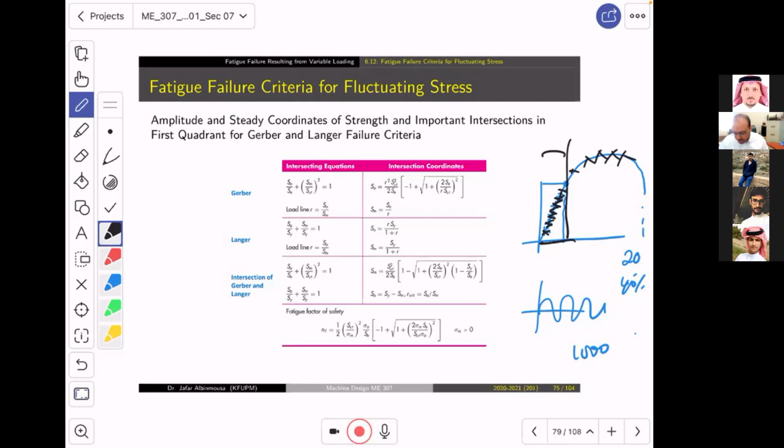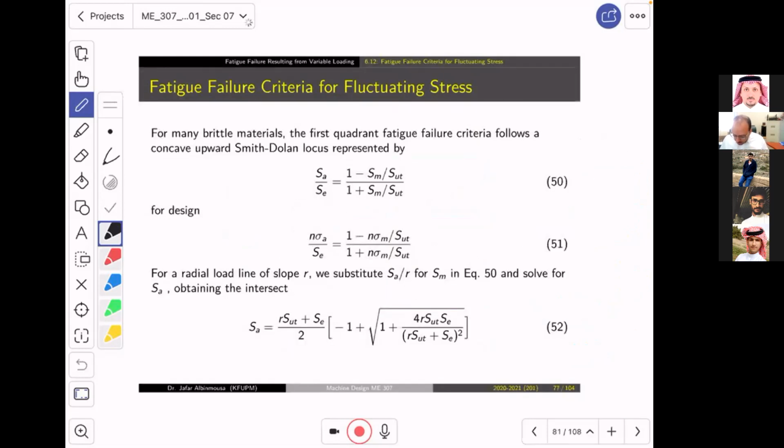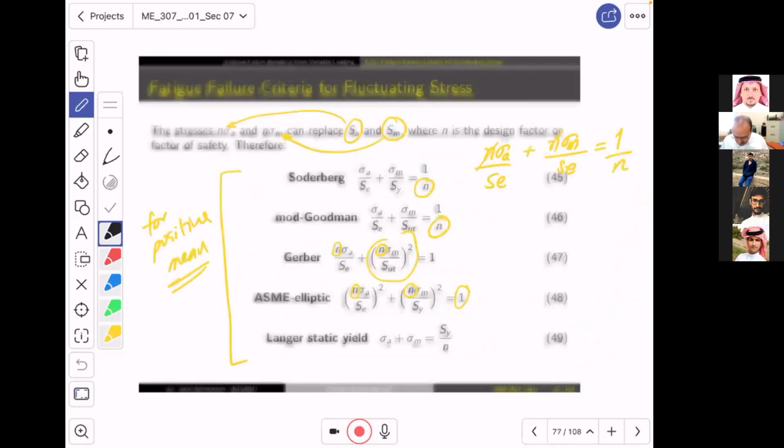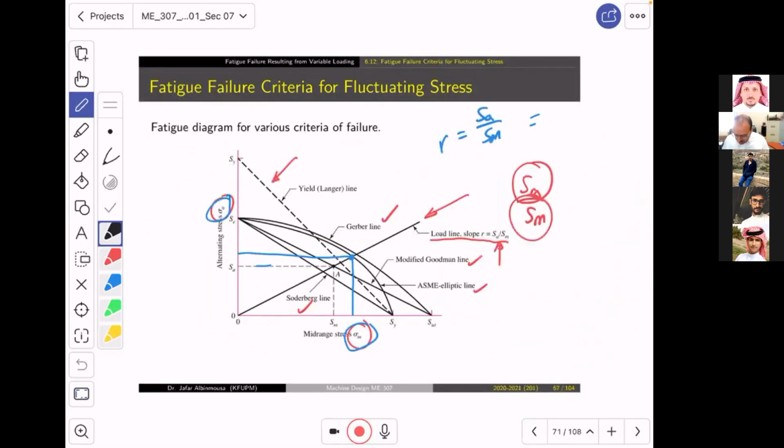Nobody does cycling at this level. How many would you get? 2 cycles, 10 cycles, it's not worth it. Don't waste the sample. So this is the relation with ME-elliptic as well. Okay, of course there is no intersection with Söderberg, brothers, because of this. Söderberg is alone. Look at it. Oh, I'm sorry, Söderberg is alone over here, and it intersects with yielding when you apply yielding.